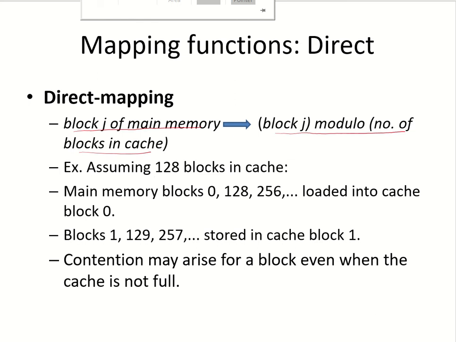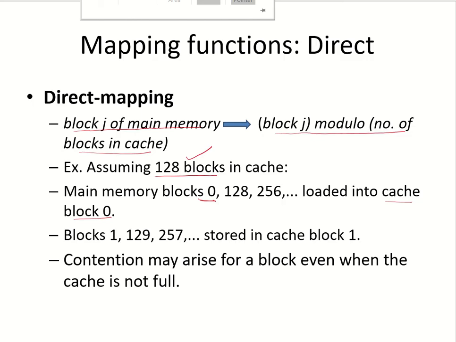So suppose there are 128 blocks in cache. If we want to get a main memory block 0 into the cache, then 0 modulo 128 gives you block 0. So this main memory block 0 will be loaded into cache block 0.